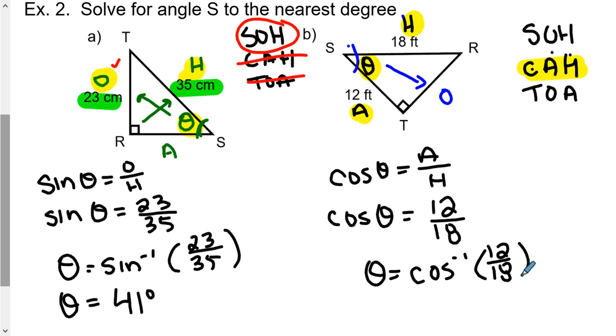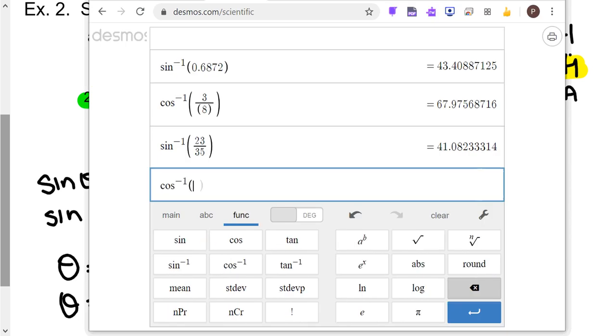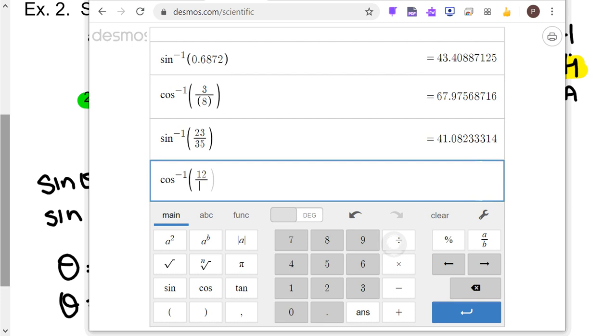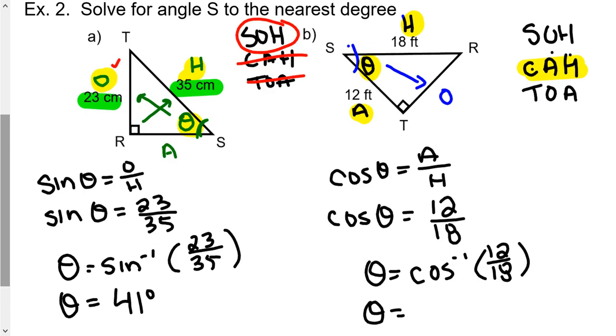12/18. Right? If we wanted to reduce this fraction, we could. That would just tell us basically the ratio for a similar triangle, but I'm doing the inverse cosine of 12 over 18. And I get 48.1, 48.2, so rounding to the nearest degree is going to be 48 degrees. All right, so a 48-degree angle creates that ratio between the 12 and the 18-foot lengths.